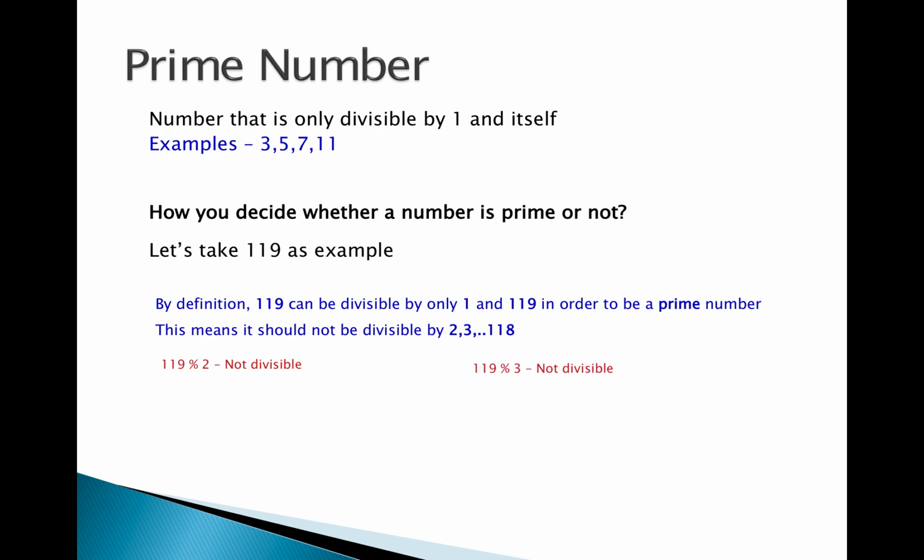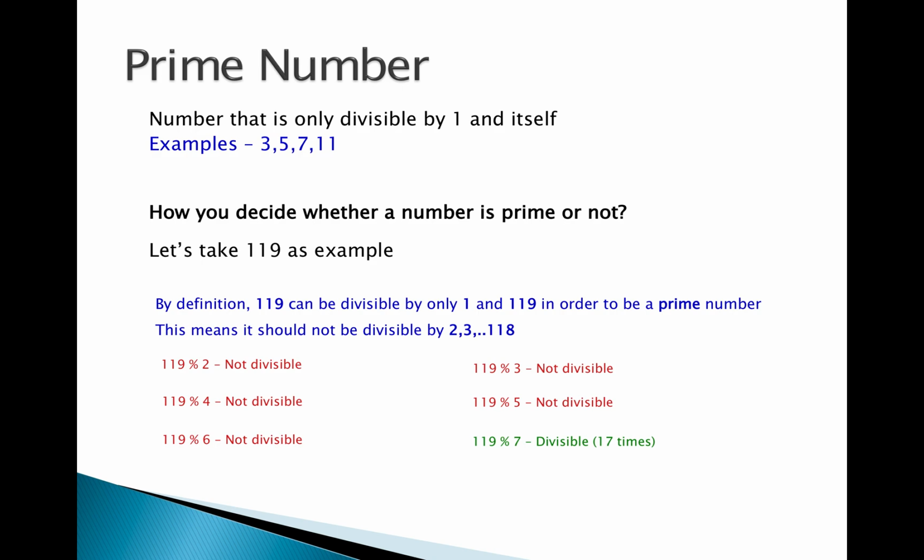Then we try to divide it by 3, it is also not divisible. Divided by 4, of course it is not divisible because it is not divisible by 2 itself. Divide it by 5, again it is not divisible. Divide it by 6, it's not divisible. When you divide it by 7, it is divisible, it goes 17 times. So now we found out 119 is not a prime number because it is not only divisible by 1 and 119, it is also divisible by another number which is 7.